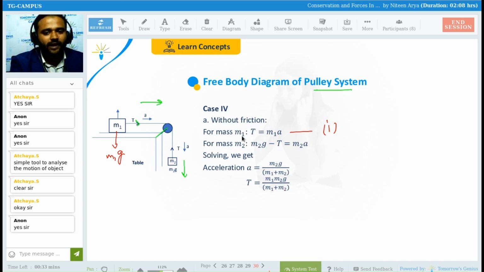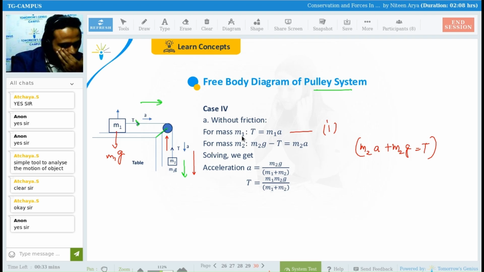For mass M2, we have M2G and M2A, or you can say that M2G minus tension equals M2A. Why so? Because the tension force is in the upward direction, and the gravitational force and the acceleration due to M2 are in the downward direction. So solving both equations, we get A, which is M2G divided by M1 plus M2, and then we can get the tension. So that is an easy one.